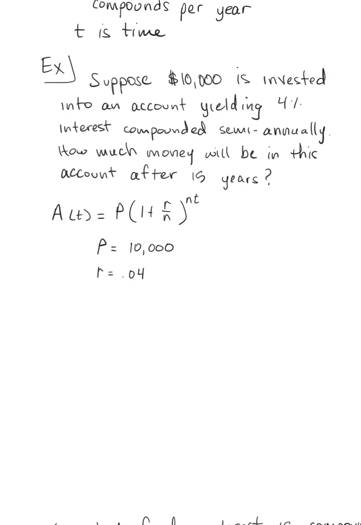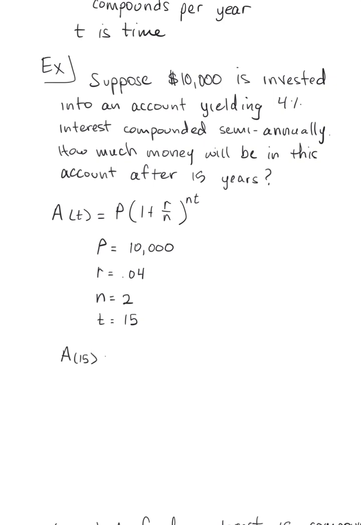The interest is compounded semi-annually, which means twice a year. So n is equal to 2. And then the amount of time that this money's going to be in this account, or at least we're going to check after so many years, is 15. We're going to see how much money is in this account after 15 years.